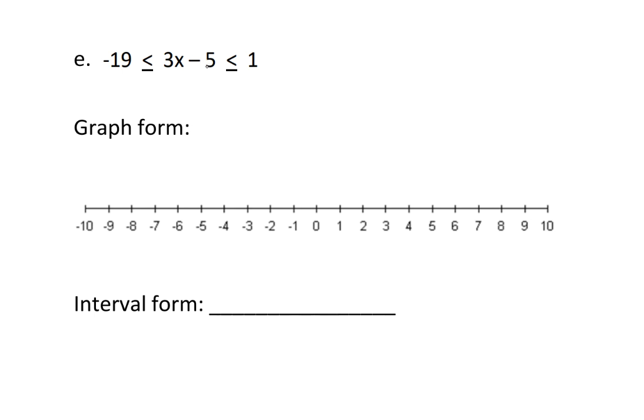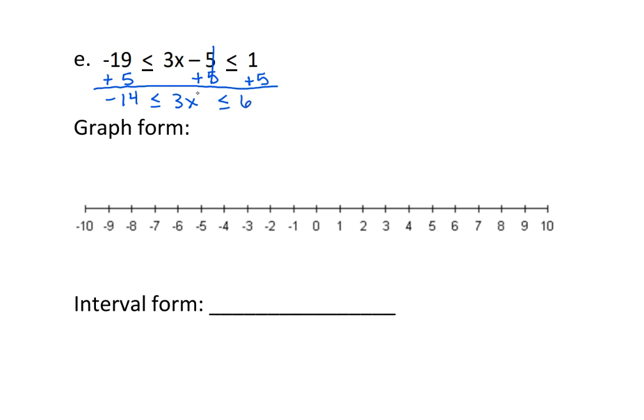We're going to undo addition and subtraction first. We have a minus 5, so we're going to do the opposite. We're going to add 5. But when we add 5 to the middle, we have to also do it to both outside parts. So I'm going to add 5 to this one, and I'm also going to add 5 to the negative 19. Okay, so that cancels. And we have negative 14 is less than or equal to 3x, which is less than or equal to 6.